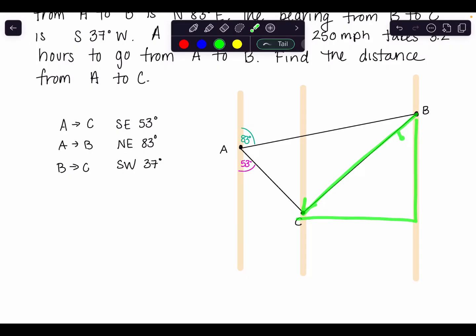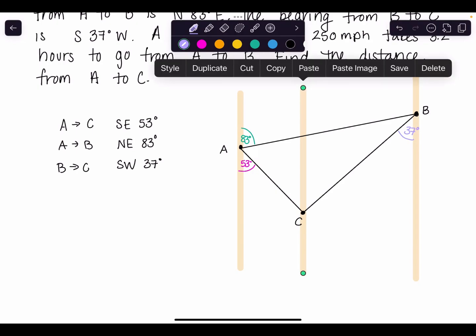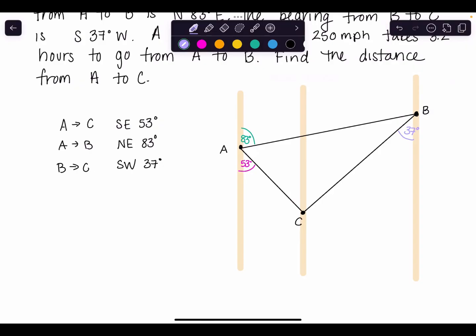To go from B to C, we go southwest 37 degrees. So this angle here will be 37. Okay. And what I want to do is figure out the distance from A to C. So ultimately, I'm looking for this side length here.